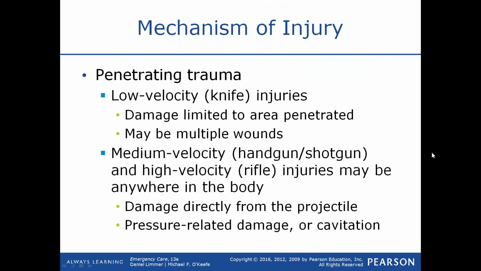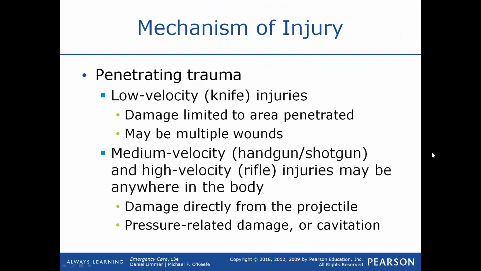It's a good idea to know the length of the blade, because typically the blade needs to be at least longer than 3 inches in order to penetrate the body and get into the body cavity to perhaps puncture a lung or lacerate a liver or something like that. So knowing the length of the knife is important. Medium velocity is a handgun or a shotgun, and high velocity is a rifle.